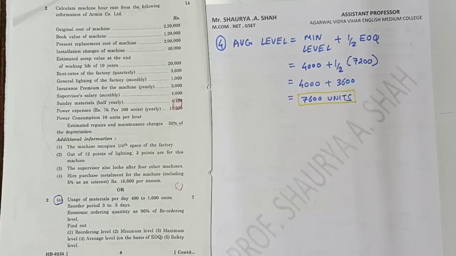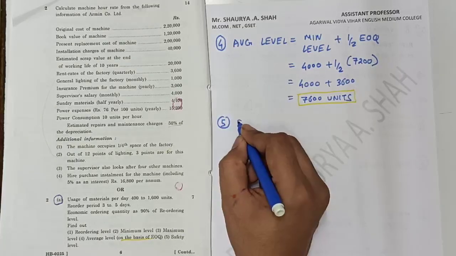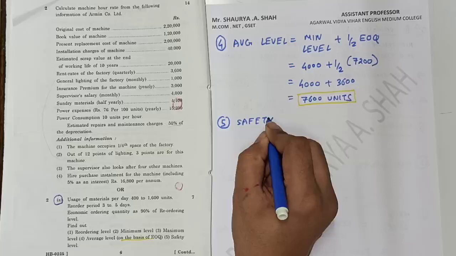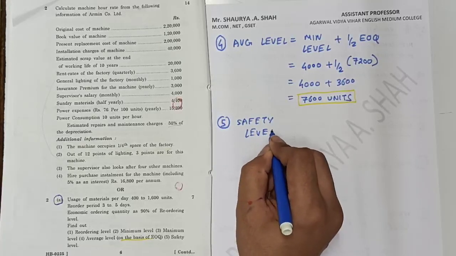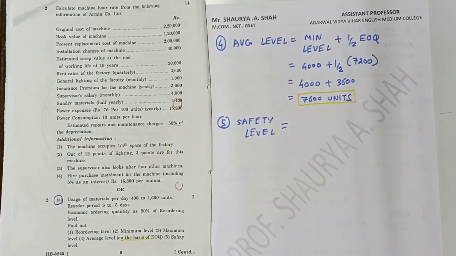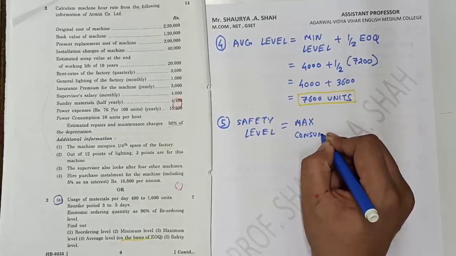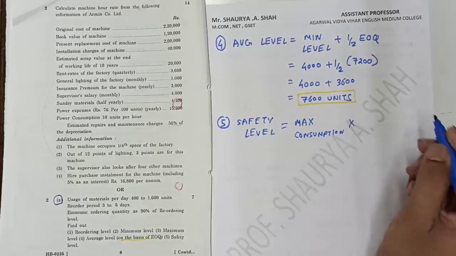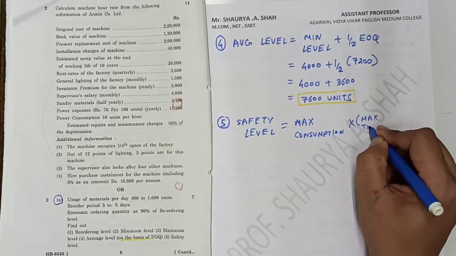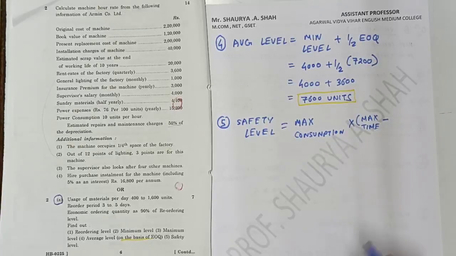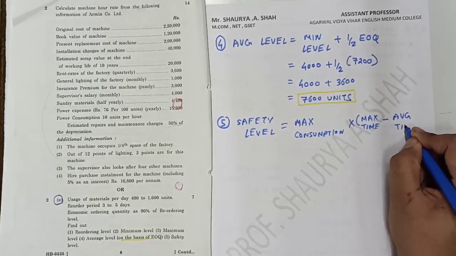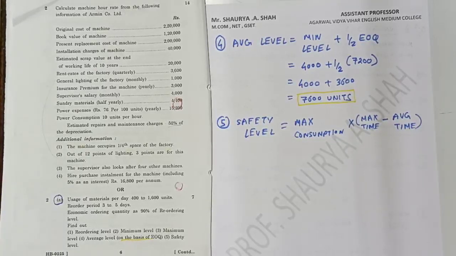Generally minimum level plus maximum level divided by 2 is also average level, but on the basis of EOQ very specifically it is given in the sum. That is why I need to find it out. Fine. And the last thing is given in the sum, that is safety level. What is the formula of safety level, students? If you remember, it is maximum consumption into maximum time minus average time, right? It is maximum time minus average time, right?